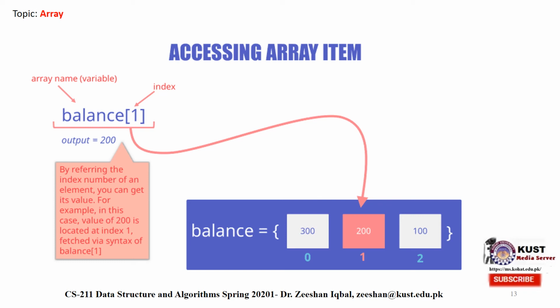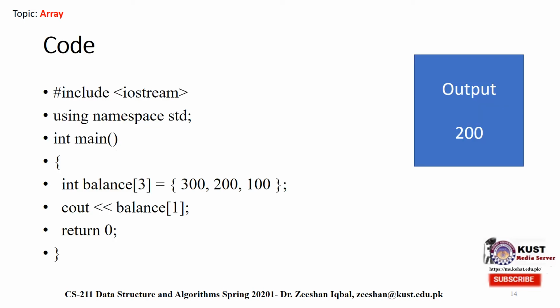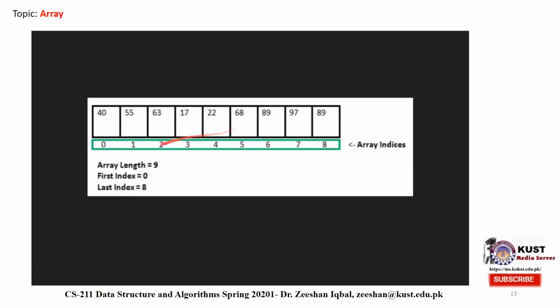By referring to the index number of an element, you can get its value. For example, we can write balance[1]. This will refer to the array named balance and the second value of that array. Now if we create an array named balance of size 3 with 3 values as 300, 200 and 100, then in C++ we write cout for printing, and in front of cout we write balance[1]. So the output will be 200, as index number 1 refers to the second element of an array.